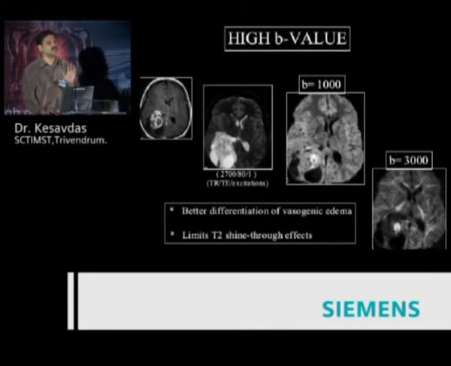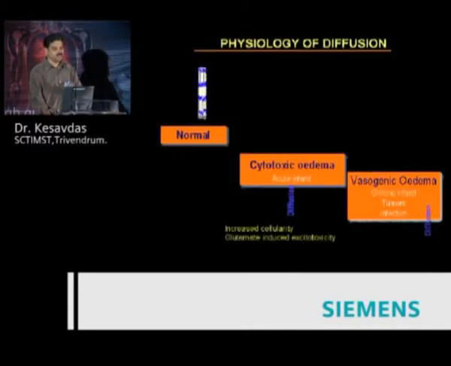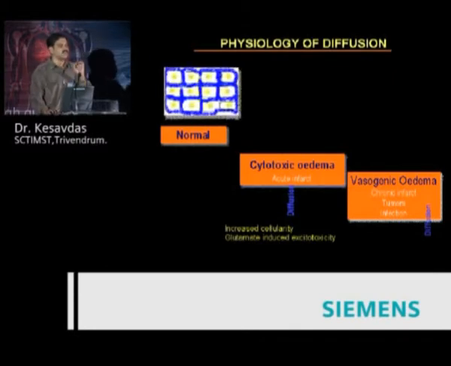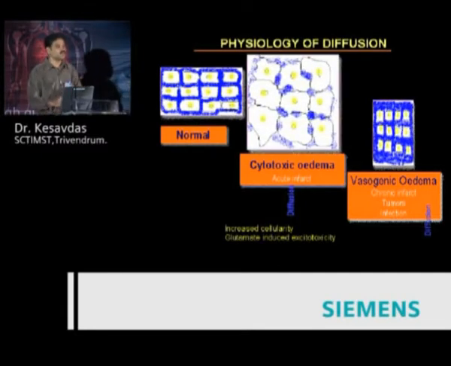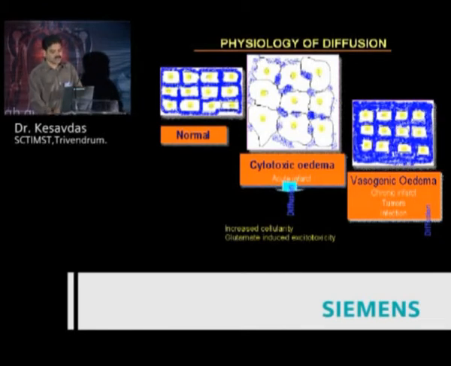We are not going for a B value of 3000 or more, basically because we do not want to increase the time of scanning. A higher B value can also be useful when you have a tumor and edema outside, and if you want to differentiate that, a better definition between vasogenic edema and the tumor can be obtained when you go for a higher B value. Having said that, it is very rare that we go for a higher B value, again because of the time problems. Now if you go for the physiology of diffusion, there are conditions like cytotoxic edema, increased cellularity, and glutamate-induced excitotoxicity. These are the three conditions where you get restricted diffusion, while vasogenic edema is the one where you get facilitated or a diffusion which is not restricted.